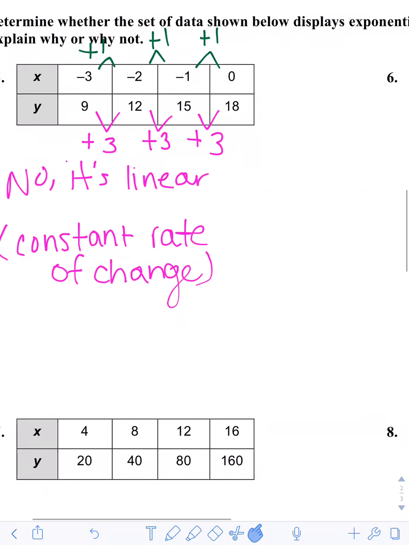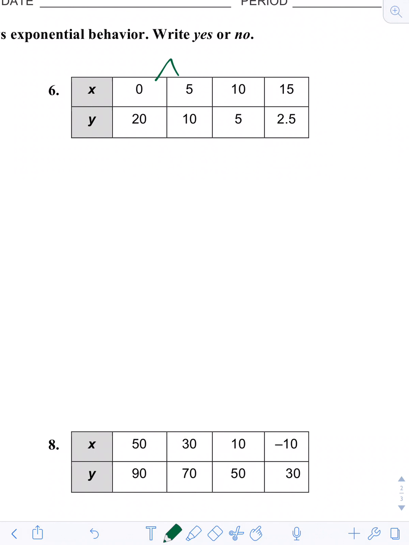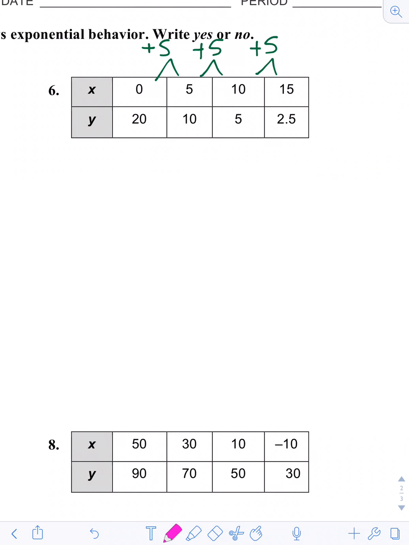All right, number 6. Okay, so number 6, again, we're going to look at our x values, what we're going up by. So here we're going up by 5 every single time. And then in my y values, if I were to look at the difference, here I'm subtracting 10, here I'm subtracting 5, and then here I'm subtracting 2.5.